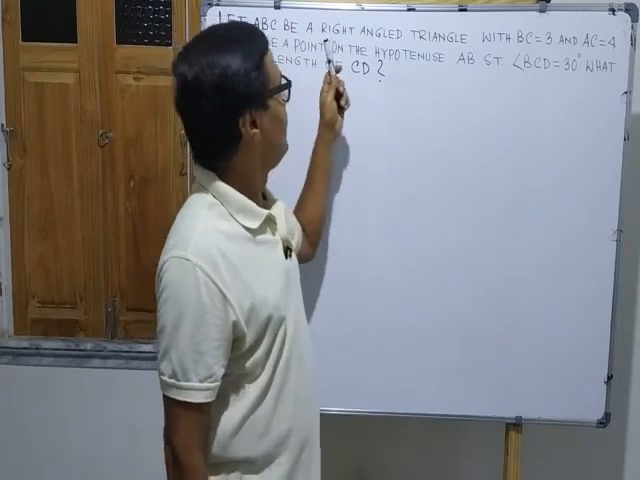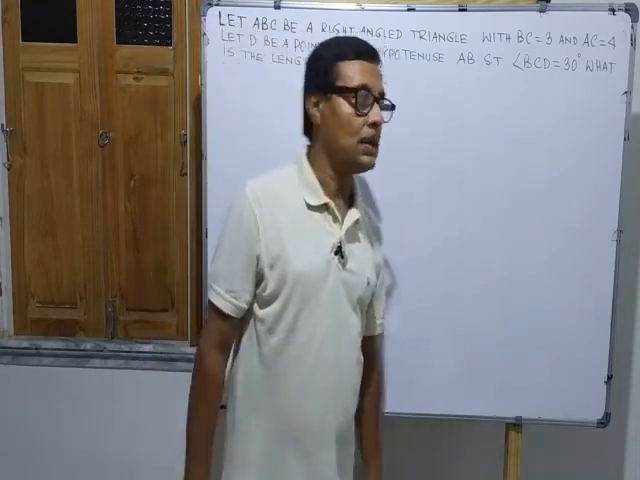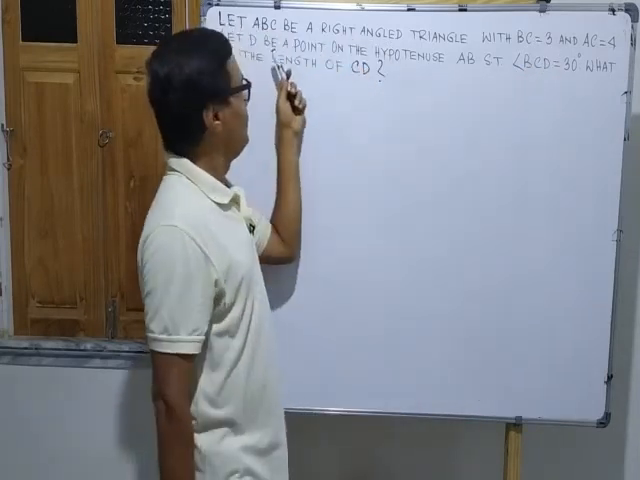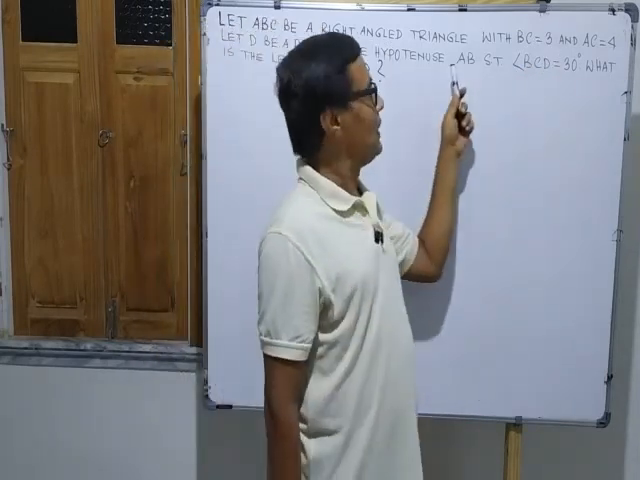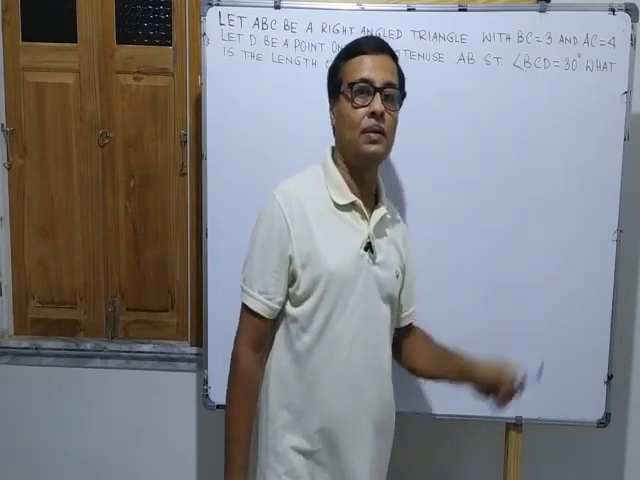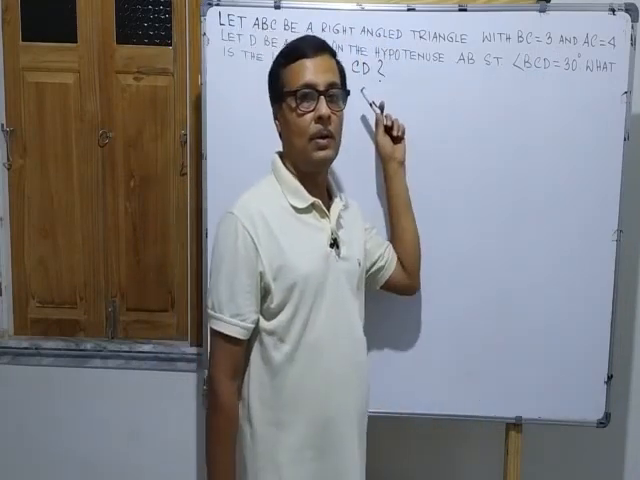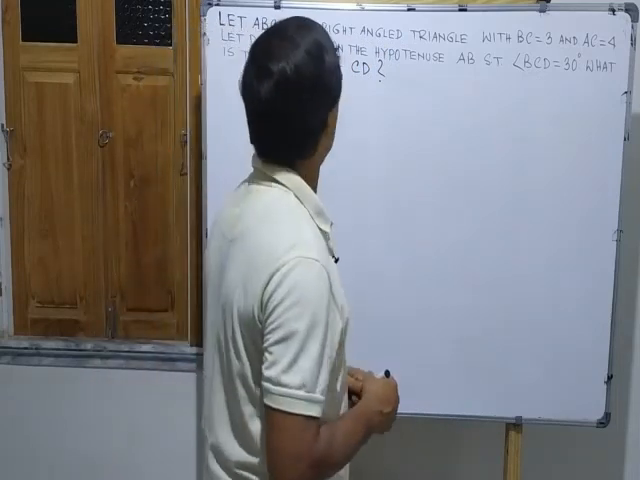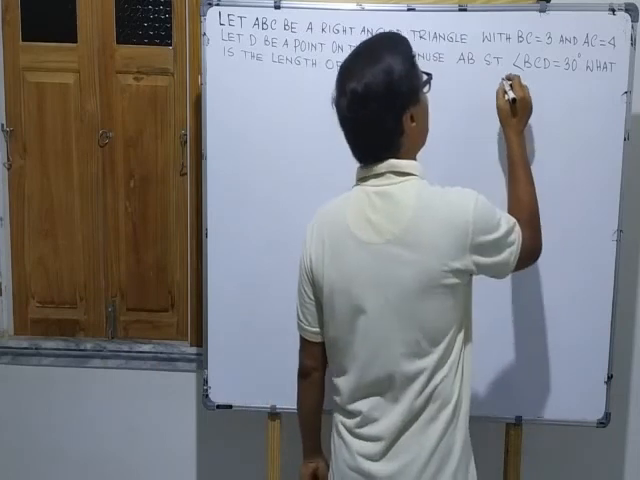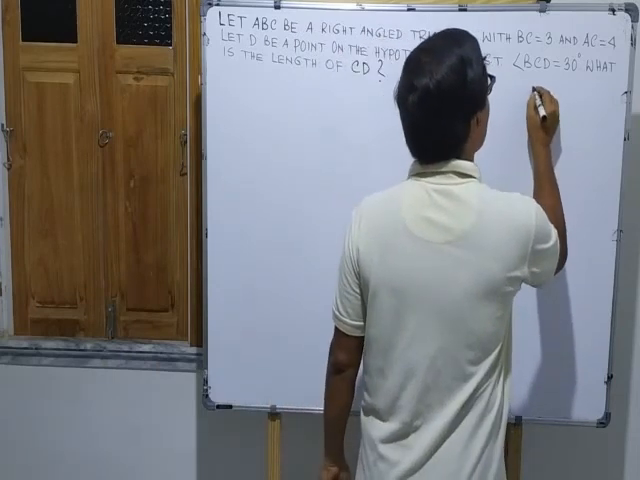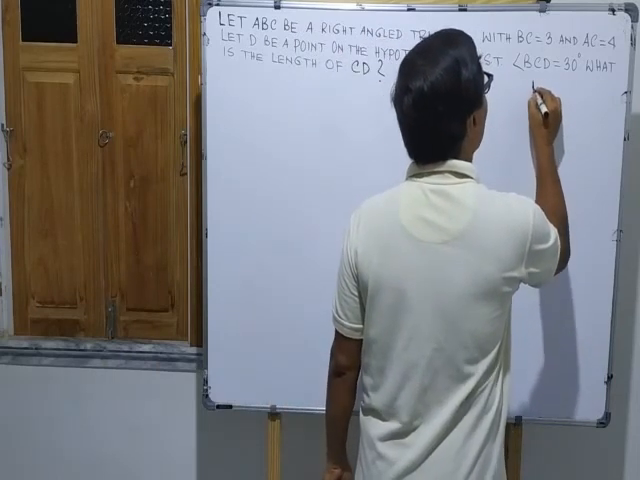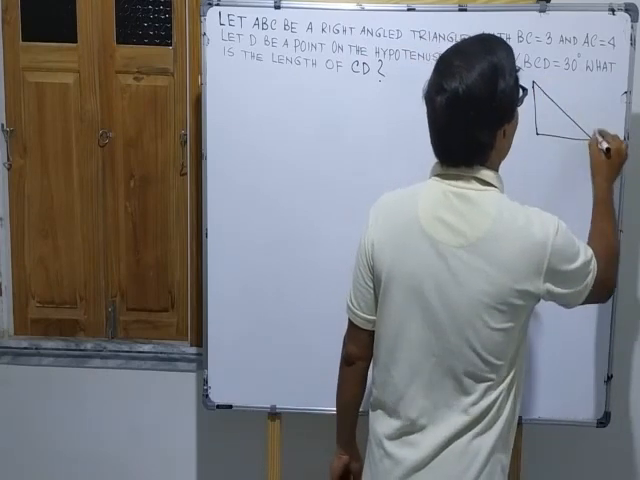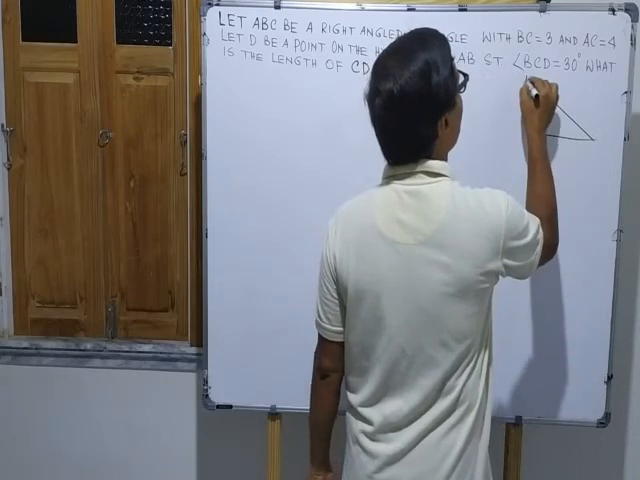Here, ABC is a right angle triangle whose side BC equal to 3 and AC equal to 4. Point D is taken on the hypotenuse AB such that the angle BCD equal to 30 degrees. Then we have to determine the length of CD. At first we draw the triangle ABC, a right angle triangle. This is the triangle ABC.